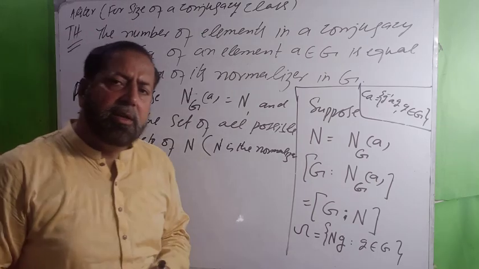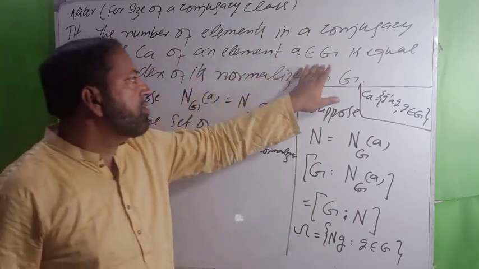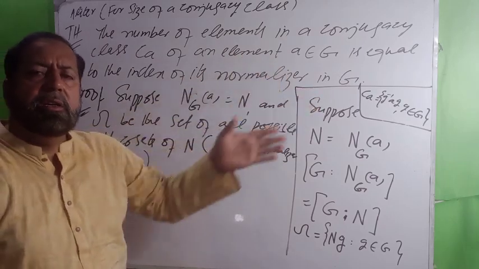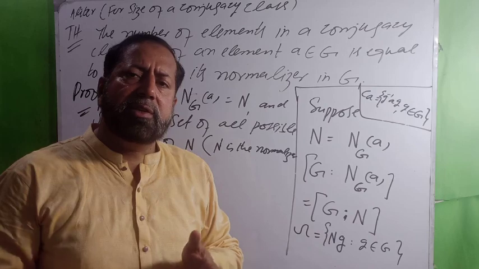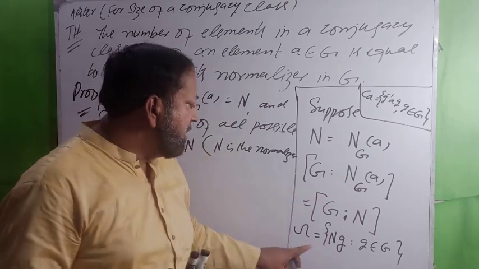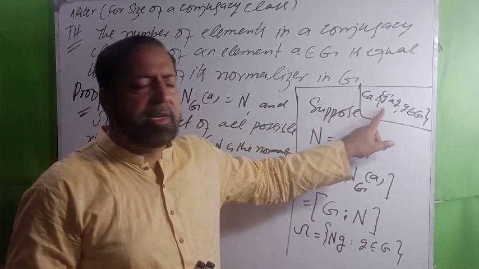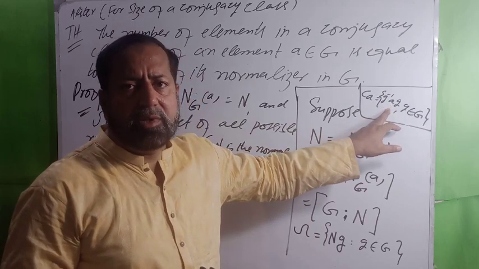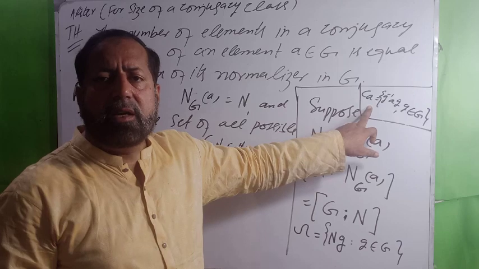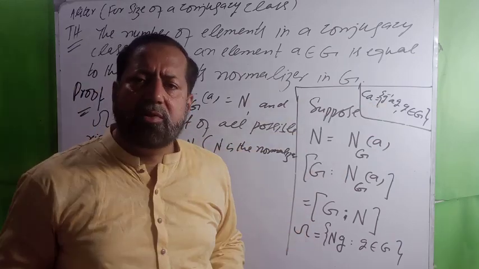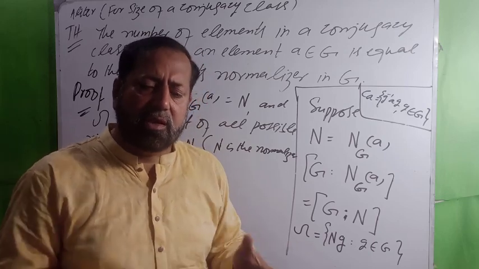Okay, try to understand. I want to revise again. I want to show that the number of elements in a conjugacy class C_A of an element A belonging to G is equal to the index of its normalizer in G. You take an element, then find its normalizer, then take its index. Index means the number of right or left distinct cosets of that normalizer in G. This is our one set: omega contains all possible distinct right cosets, and the other set is C_A, the conjugate elements G inverse A G of A, all those elements which are conjugate to A. If I want to show that the orders of these two sets are equal, I need to show a mapping from here to there that is well defined, one-one and onto. If I can show this, then of course these two sets are equal, meaning their orders are the same.